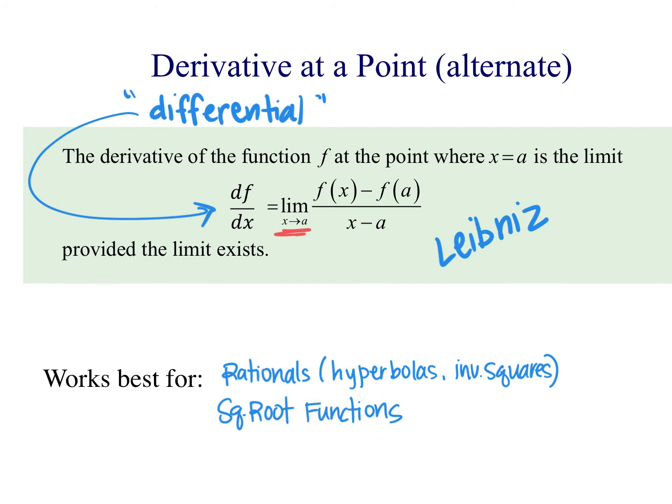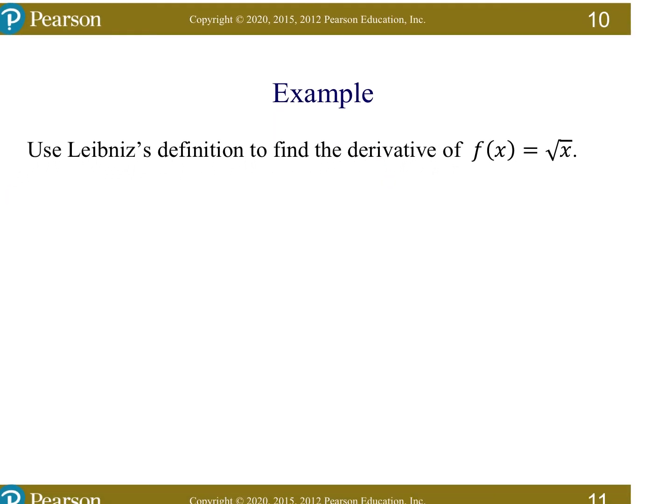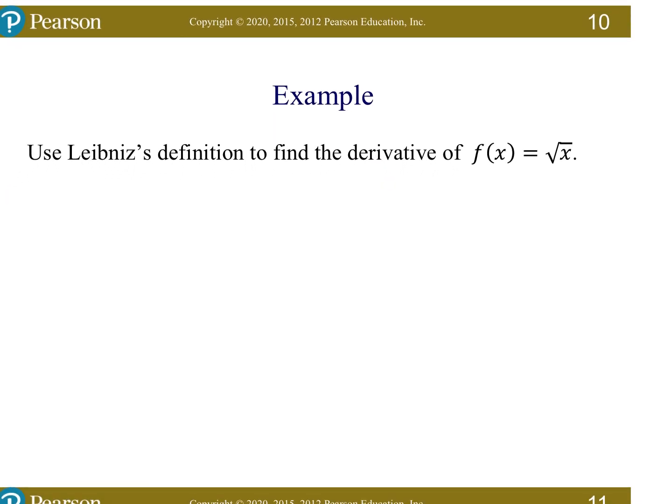Gottfried Wilhelm Leibniz. He was German. Okay, so let's use Leibniz's definition to find the derivative of the square root of x. Don't get me wrong, Newton's works, but the algebra is much more of a headache. Leibniz's is a much more elegant solution.